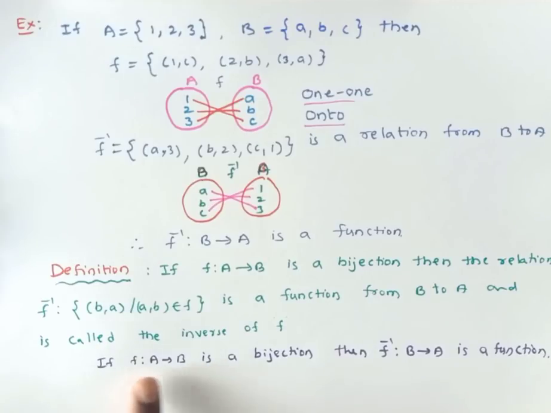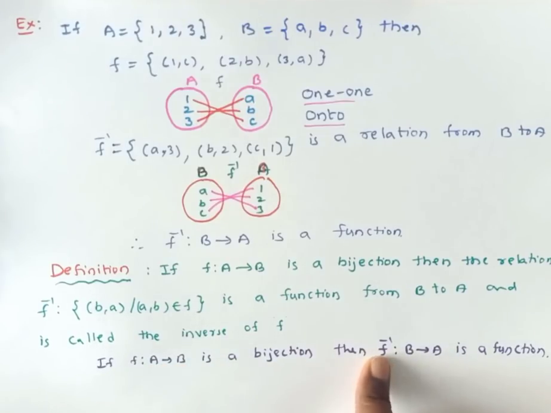So the same, F from A to B is a bijective function, then F inverse is a function from B to A. So F from A to B, where A is the domain and B is the codomain, whereas in F inverse for this function, B is the domain and A is the codomain. And the range will be the same as the codomain since it is a bijective function.